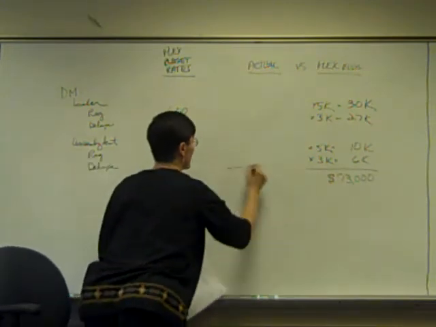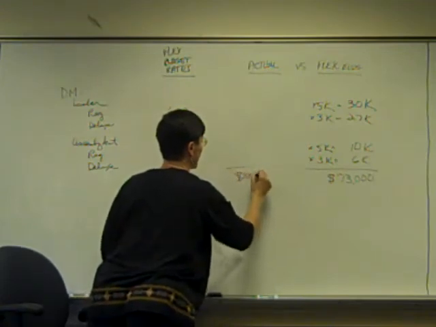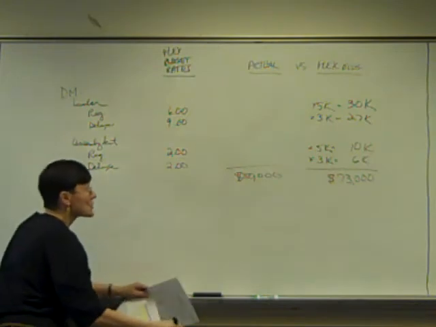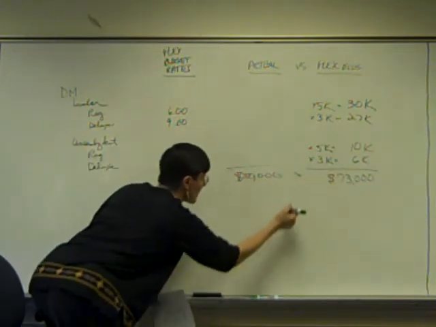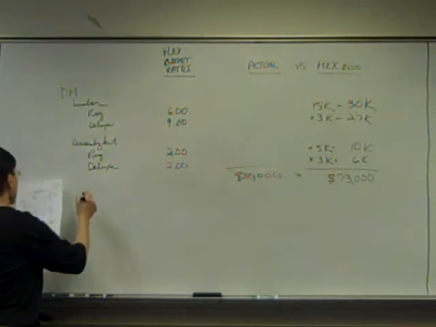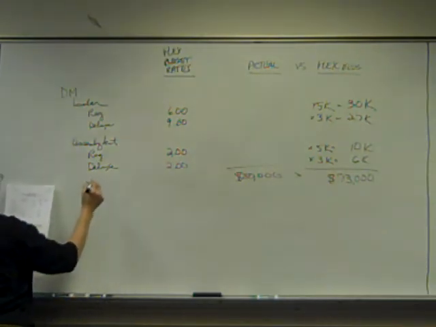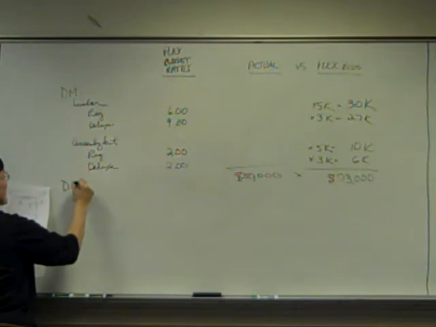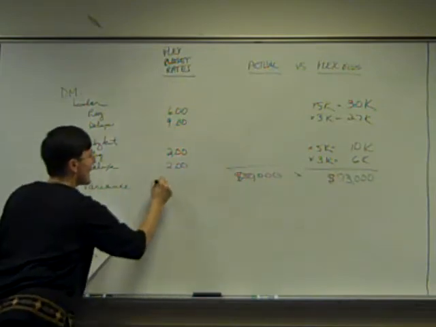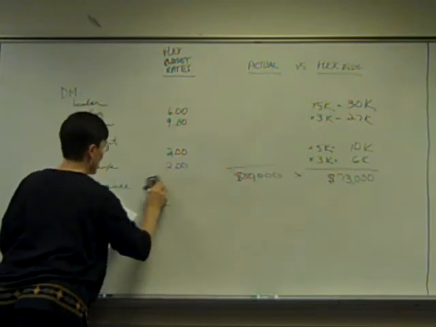What did we spend? 80,000. Our actual is greater than our budget, so we have an unfavorable variance. So we have a direct material variance of 7,000 unfavorable.